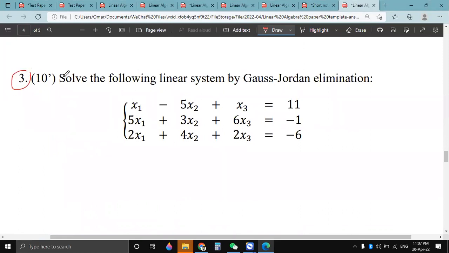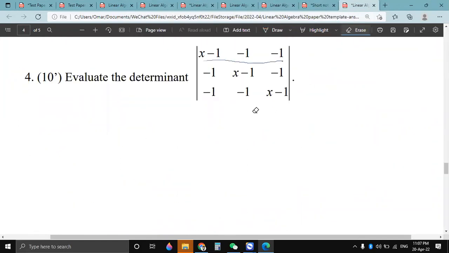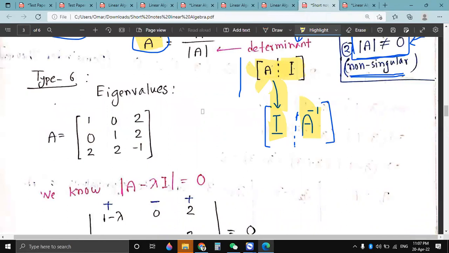Number 3, we have to solve the following linear system by Gauss-Jordan elimination. So we just take out the coefficients of x1, x2, x3, and we also have to take the numbers on the right side. So let's see here.